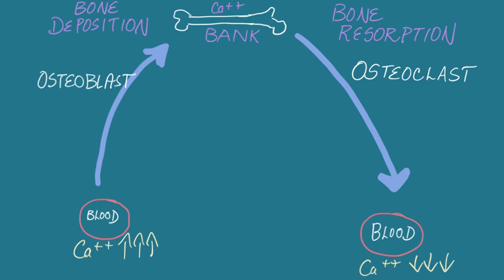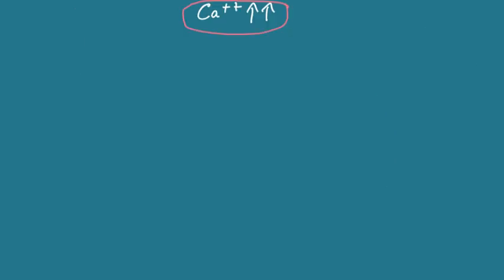So to recap, osteoblasts result in bone formation by adding calcium to the bone and making more bone. Osteoclast activity, on the other hand, does the opposite. It breaks down the bone and releases the calcium into the blood. Let's take an even closer look at calcium homeostasis.